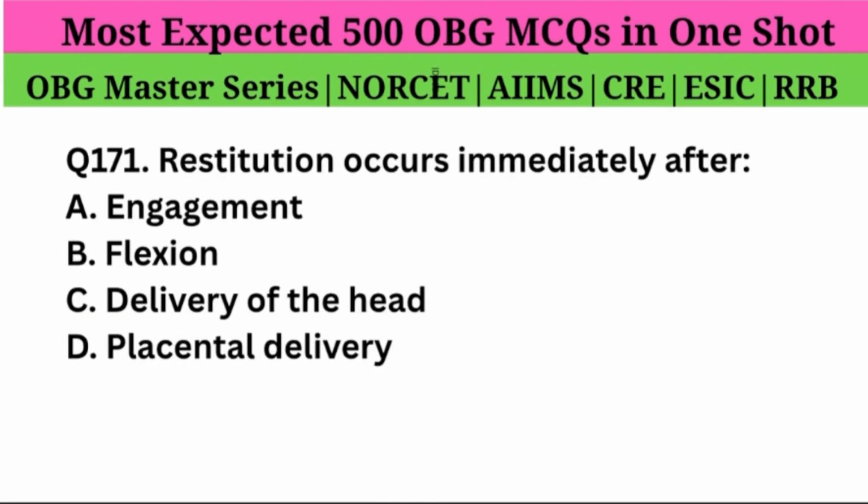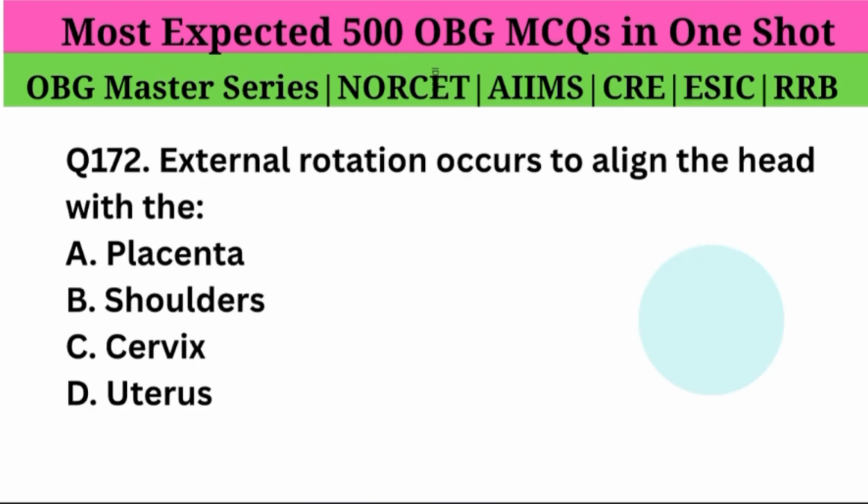Next question, restitution occurs immediately after. Your correct option is option C, delivery of the head. Next question, external rotation occurs to align the head with the. Your correct option is option B, shoulders.